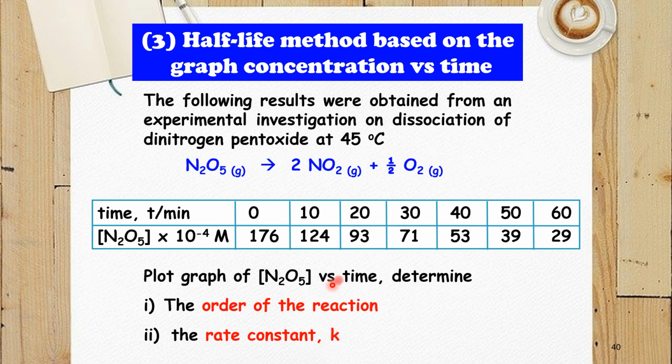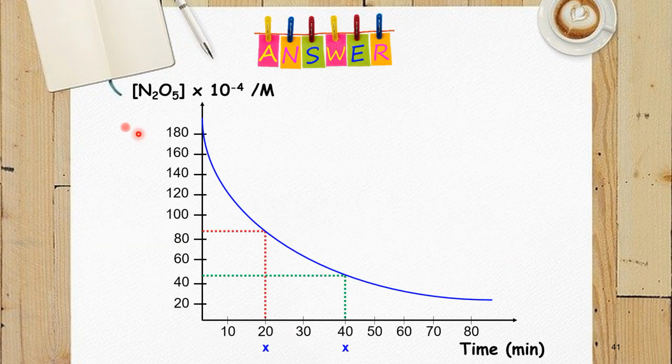So therefore, remember, notice here, this is times 10 to the power of negative 4 molar. Okay, so this is an example of the graph. Make sure you label the y-axis with the unit, molar, and the x-axis is time. In the table, the unit of time given is minutes. And when you plot the graph, you will get a curved graph like this.